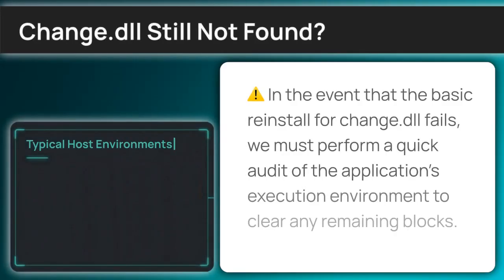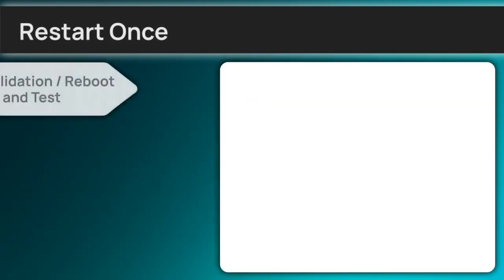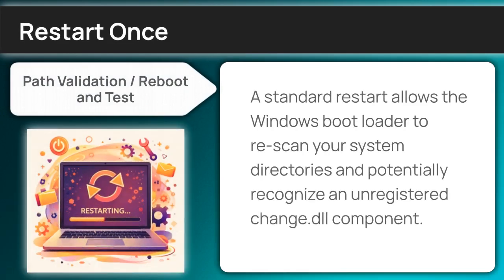If the redistributable repair didn't resolve the pop-up, the next logical step is to analyze the local environment for process conflicts. Performing a restart can determine if the error is just a transient environment glitch. A reboot refreshes your system's path variables and can sometimes re-establish a broken link to the Change Library file.